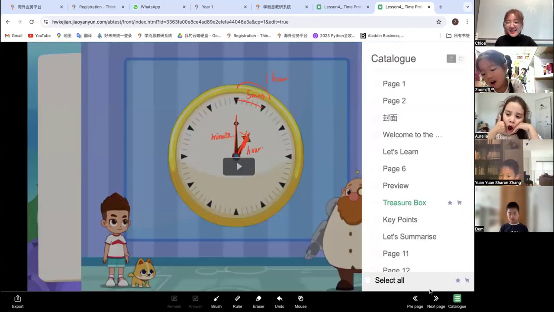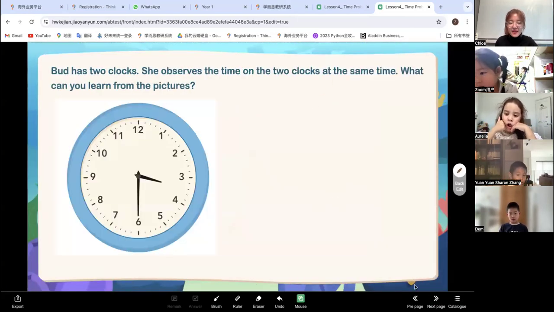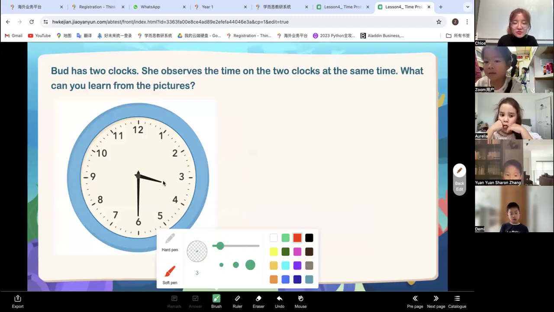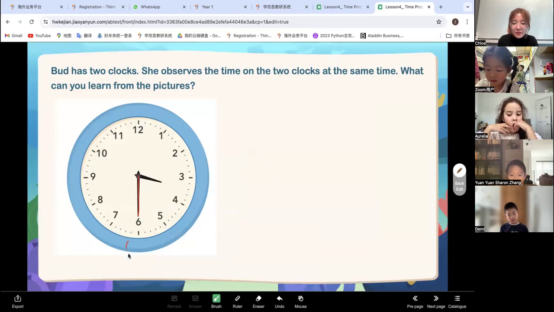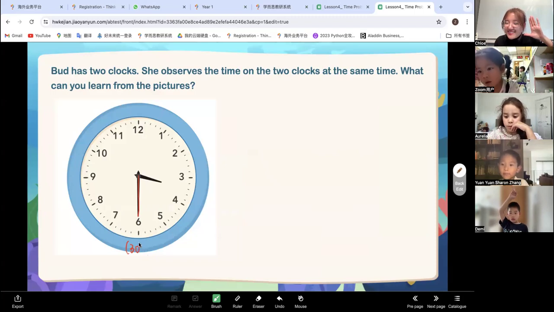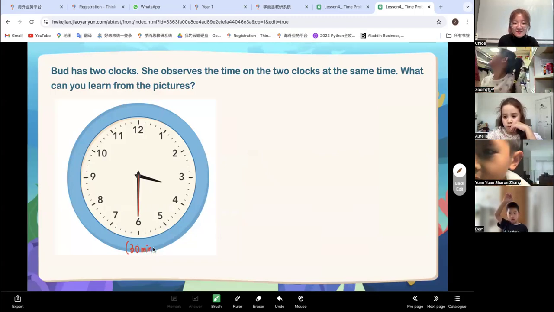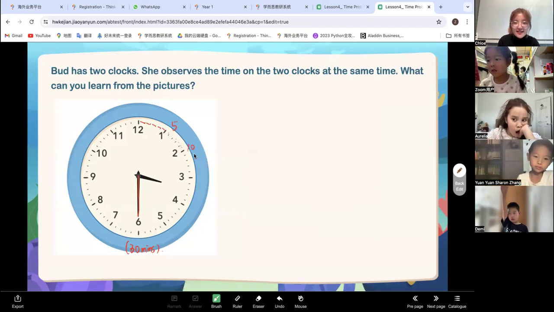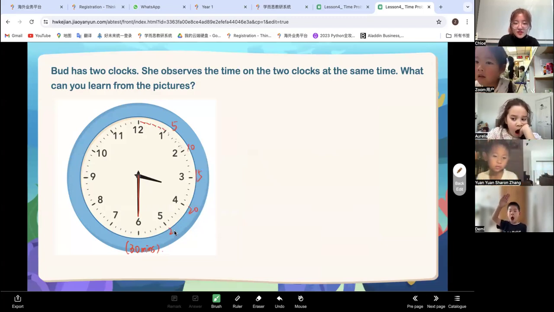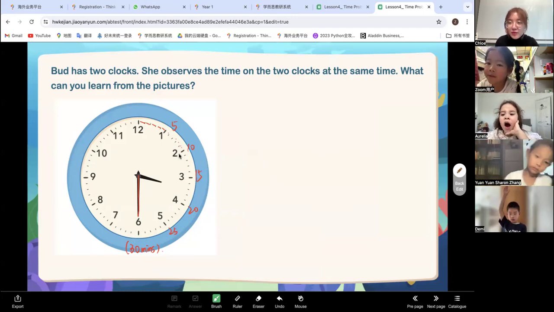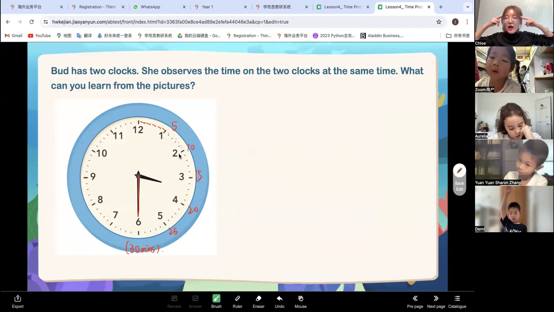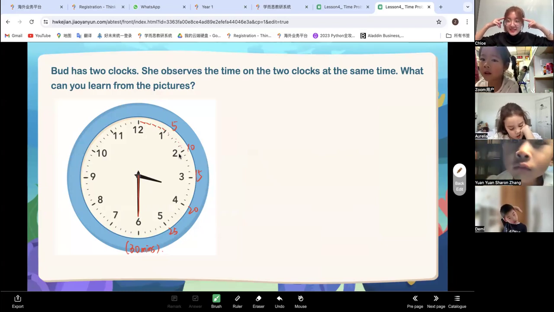Okay, thank you everyone. Good job. Now let's take a look at this question. So now we can see the longer one is pointing to 6. So basically we can know it represents, tell me, how many minutes? 30 minutes. Very well done. Why? Because we can count the smaller sections. 1, 2, 3, 4, 5. So 5, 10, 15, 20, 25, and then 30. So at any time, everyone, remember that, please. Can you keep that in mind? When the minute hand is pointing to 6, then it represents 30 minutes.